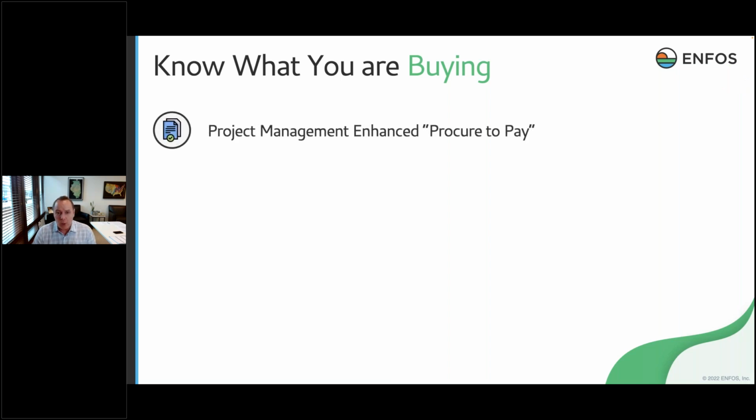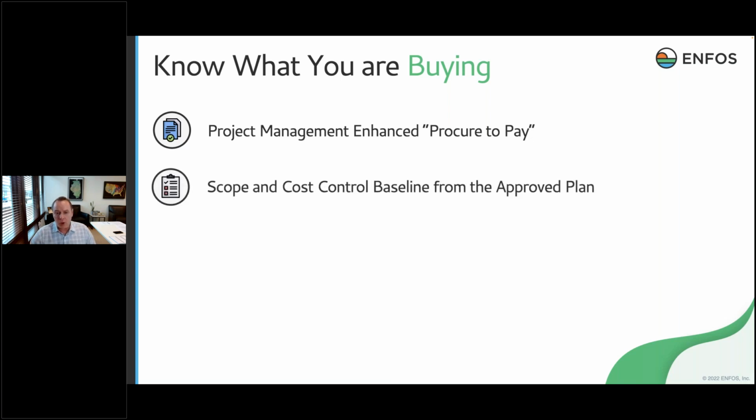Project management enhanced procure to pay. If you were to take this question, what are we buying, when are we buying, and how are we buying, you might have a procurement or purchasing person say, well, that's our P2P system. And that's fine, but that only gives you a small slice of the picture. Project management enhanced P2P, or procure to pay, gives you the granularity that you need to actually make sense of it, right? From a remediation portfolio standpoint. I'm going to show you a couple examples of that.